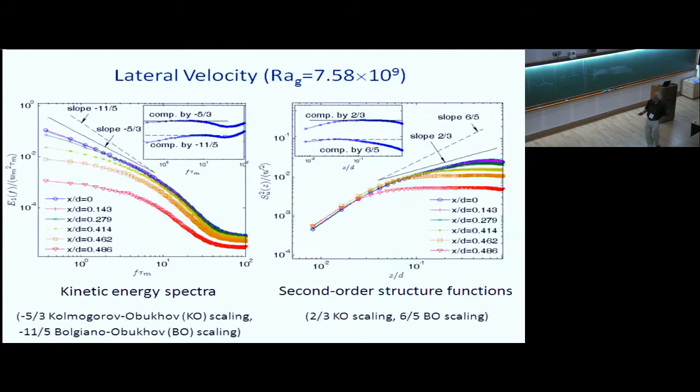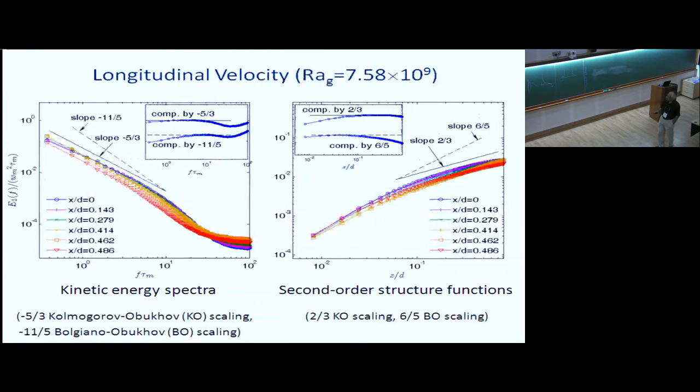And what we found was that for the lateral velocity, you get very close to k to the power of -5/3, both for the spectra as well as for the structure functions. That is, it's Kolmogorov type. And for the vertical velocity fluctuations, it is even better.